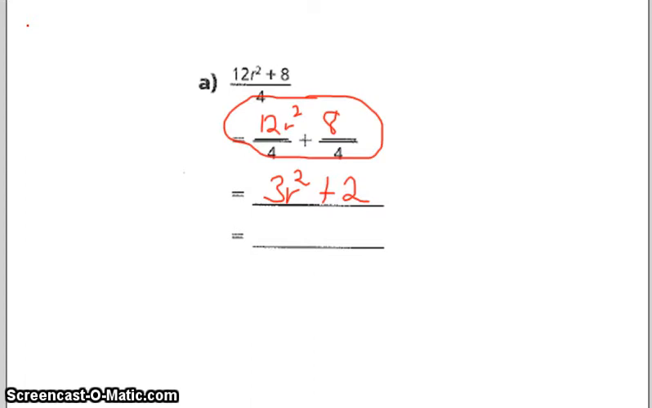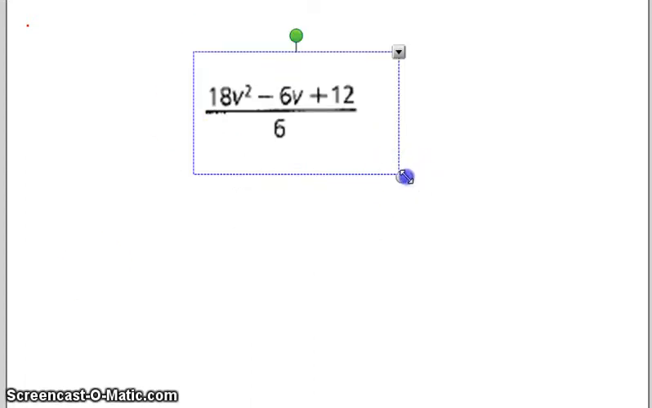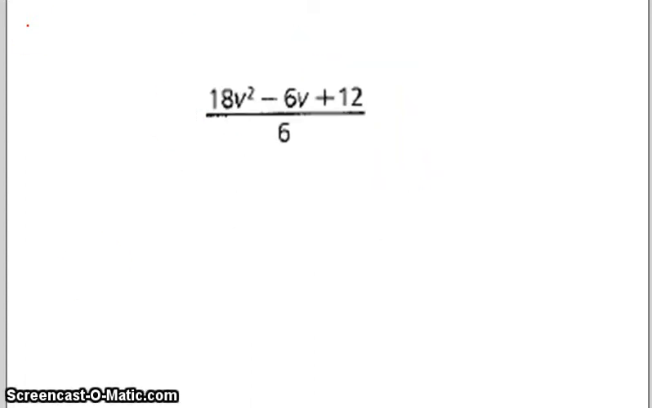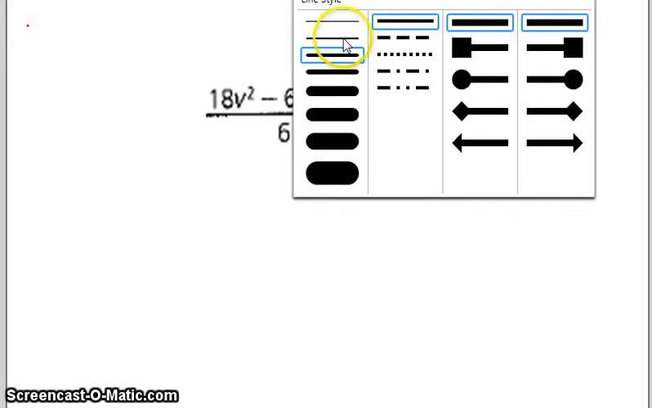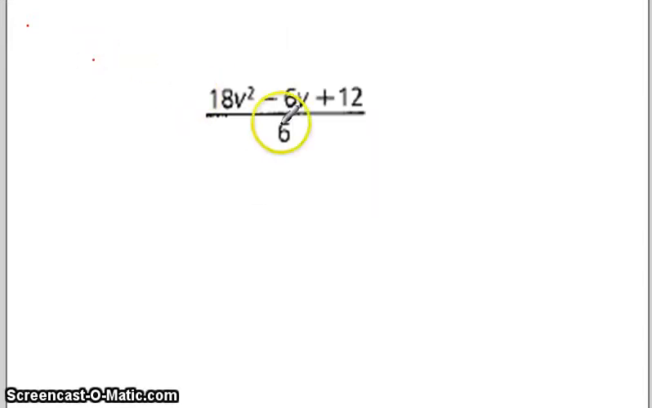Let's look at one more example here real quick. Okay, so here we go. Let's solve this one. So you see that we have 18 v squared minus 6v plus 12 all over 6. So each one of these terms is going to get divided by 6. And in my world, I never write them out. I just do it in my head, okay? All I'm doing here is dividing each one of these terms by 6, okay? So remember, there's no symbol here. It's assumed to be positive.